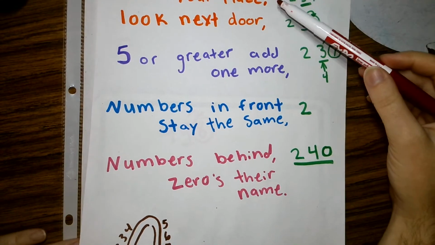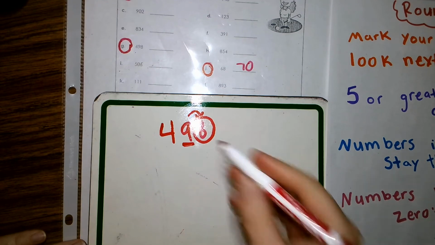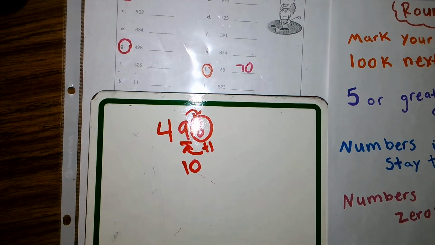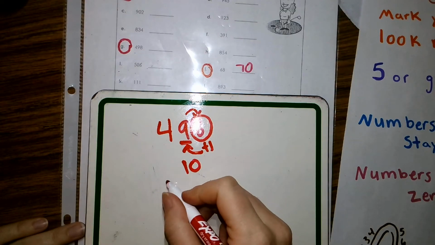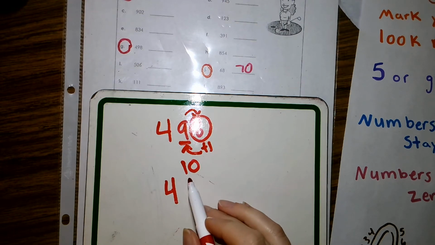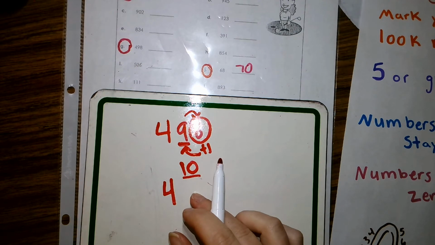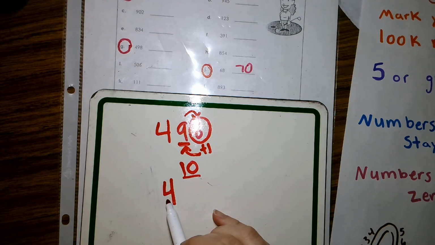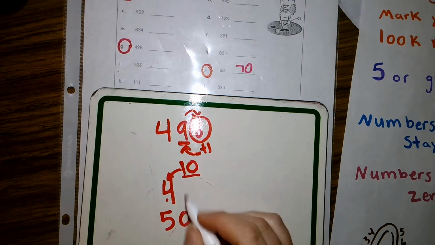So, let's look back at our anchor chart. Mark your place, look next door, 5 or greater, add one more. So it's greater than 5, so we're going to add 1 over here to make this 10. Okay, you're adding one more to 9 to make it 10. Numbers in front stay the same. Okay, so numbers in front stay the same, so 4, and then you bring down your place value. Well, if you look, this is 10, so that's 2 digits. Well, since we can't have 2 digits in one place value, we're going to have to add this 1 from your 10 into your hundreds place. Okay, so you're going to take your 1 and add it to the 4 to make that a 5. Bring down your 0, because that's in your tens place.